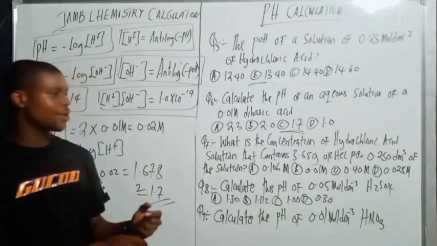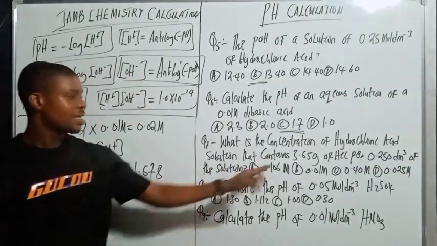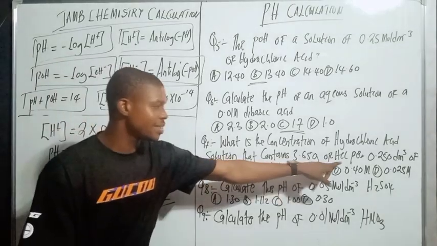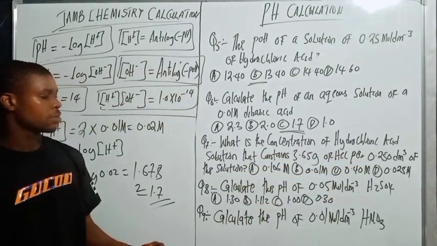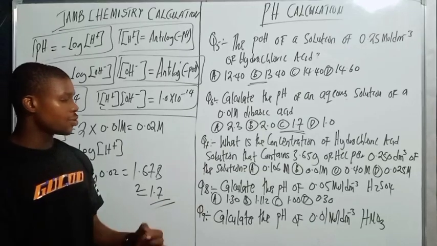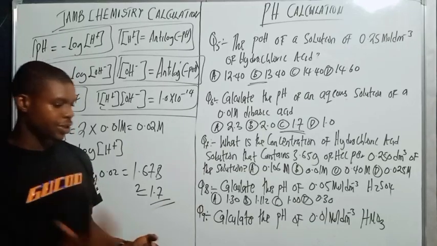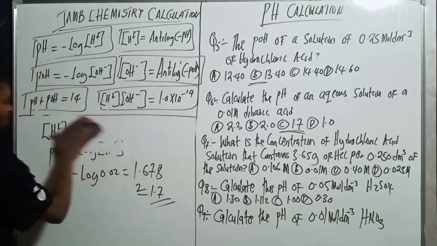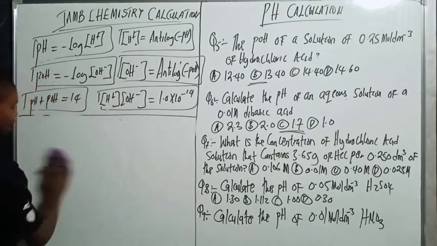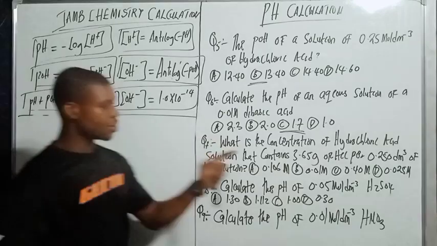What is the concentration of a hydrochloric acid solution that contains 3.65 gram of HCl per 0.250 dm cube? So how do you solve this? They ask you to look for the concentration. So let me explain to you. This one is not actually on acid and base.